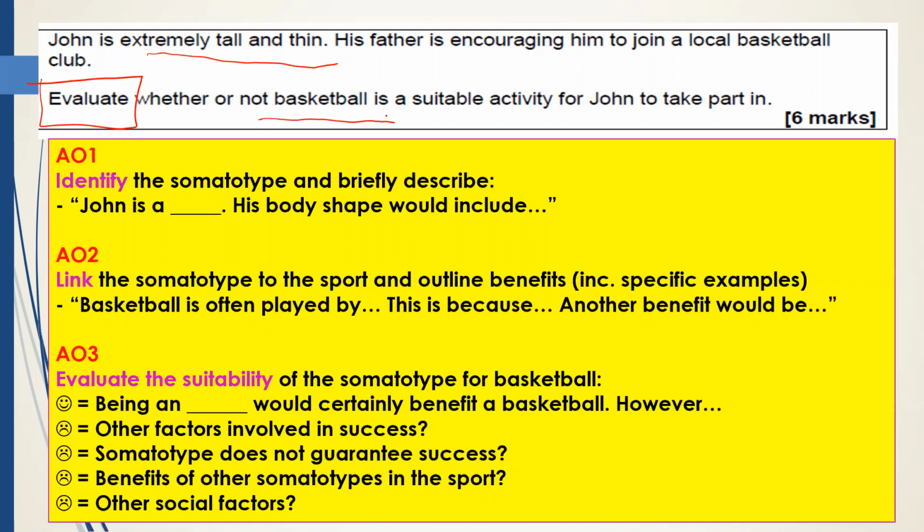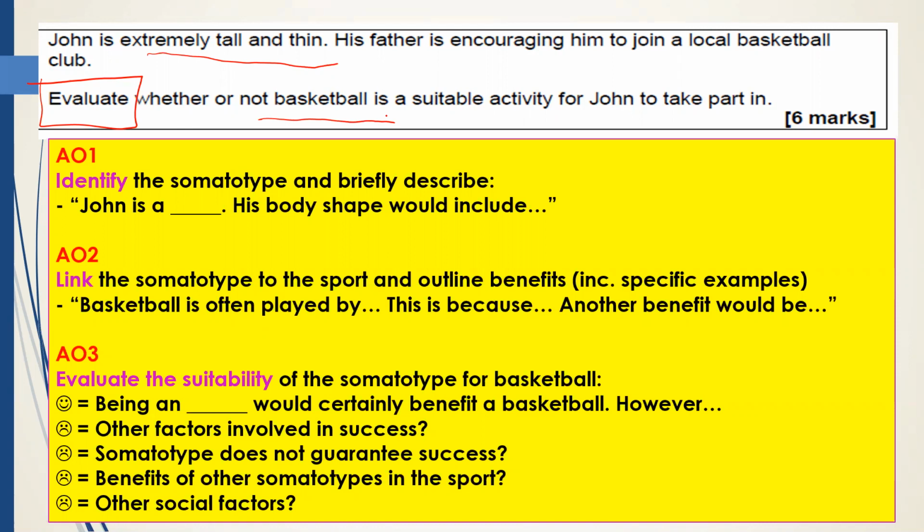Second part of your answer is where you link and apply the knowledge that you have on the topic to the sport of basketball. Try and make a couple of positive links. So basketball is often played by ectomorphs, which John is, and then you can link it into things like collecting rebounds, jumping up to the basket for a layup, lots of different examples. So you only need a couple, but make sure it's a positive example that you give.